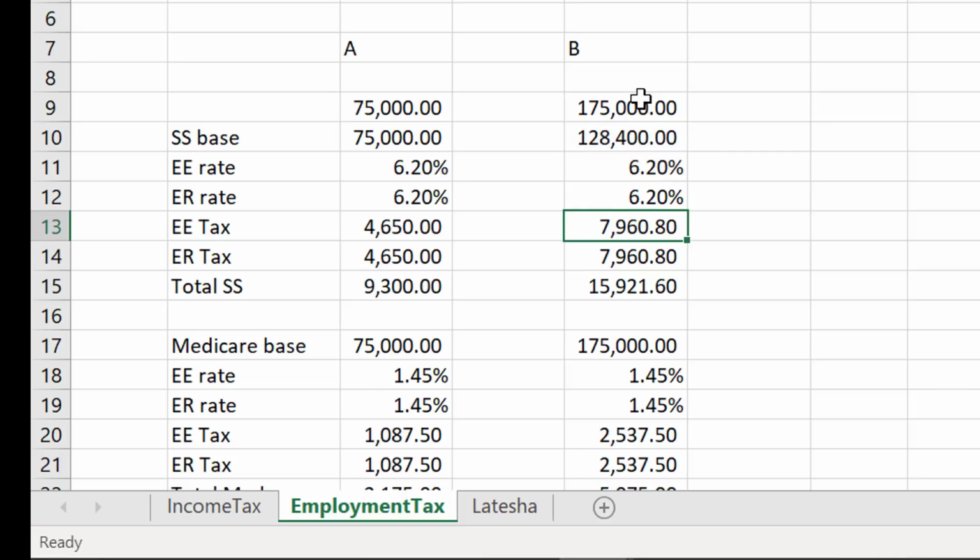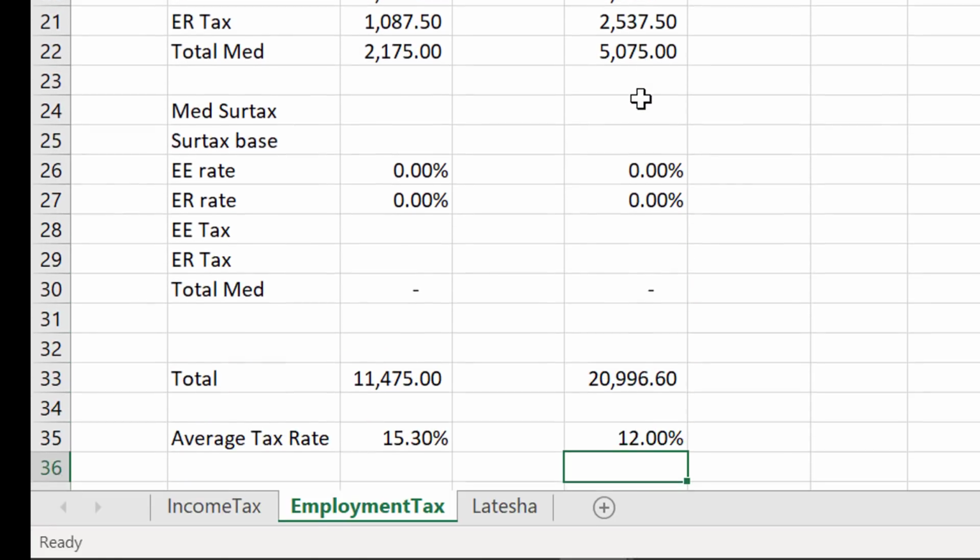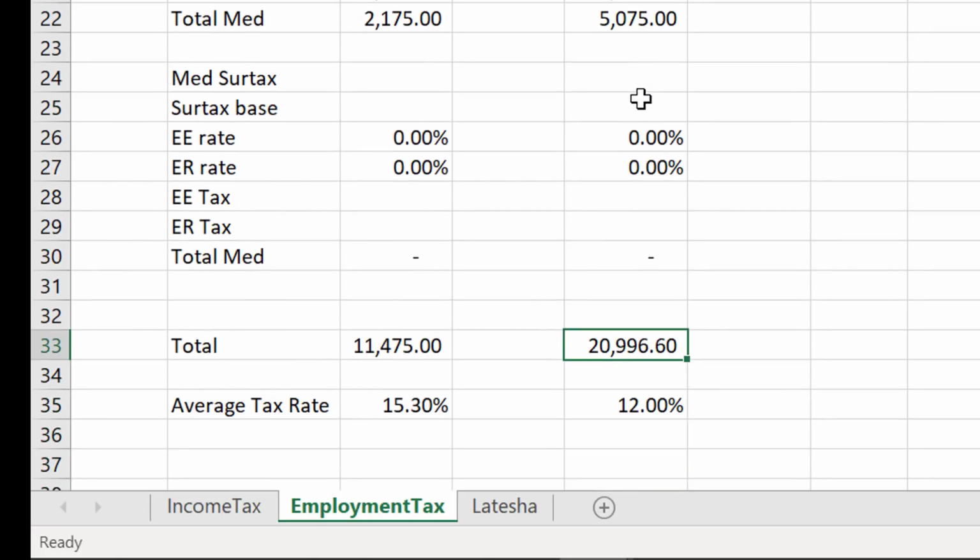So you can calculate the employee's and the employer's share. However, the Medicare tax is not subject to the same FICA cap and instead applies on the entire $175,000, right? So it's rate times base, rate times base. We can total those together and see that SpongeBob's tax on $175,000 of wages is $20,996. Now that's obviously more than it was at $75,000, but notice that the average tax rate is going down.